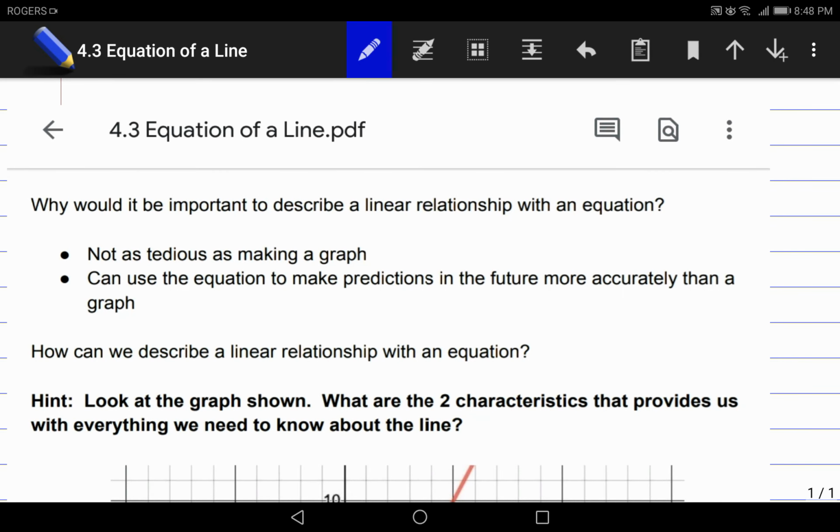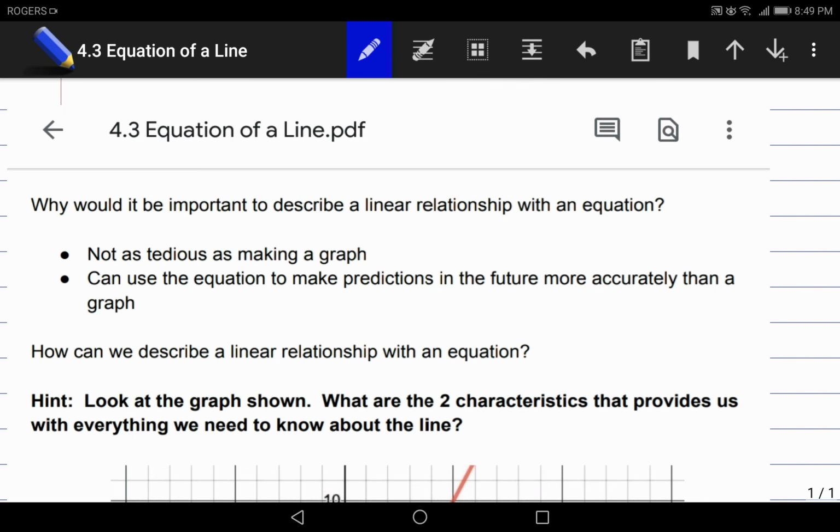Okay, so we left off in section 4.2, finding the slope of a line. And so far, all we really know is that a linear relationship can be expressed through a graph or potentially a table of values as well. But for sure, mostly all we've looked at are graphs.